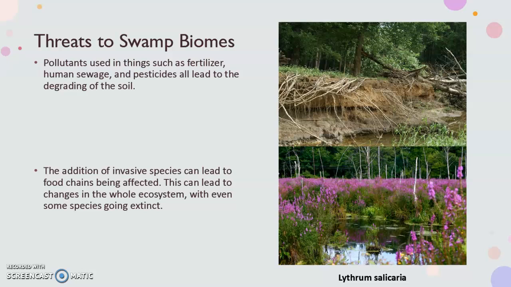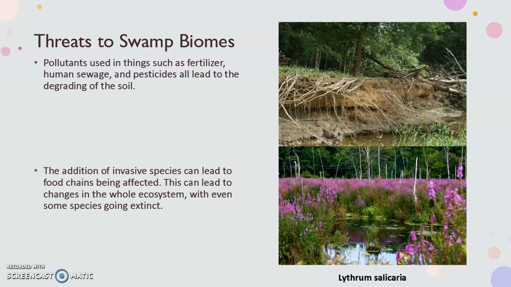Now moving on past organisms, we have threats to the swamp biome, which one of the threats can be pollutants that are used in such things as fertilizer, human sewage, and pesticides. And when stuff like this can get into the soil or the soil around a swamp, it can lead to soil degrading, leading to things such as what you see in the picture to the right.